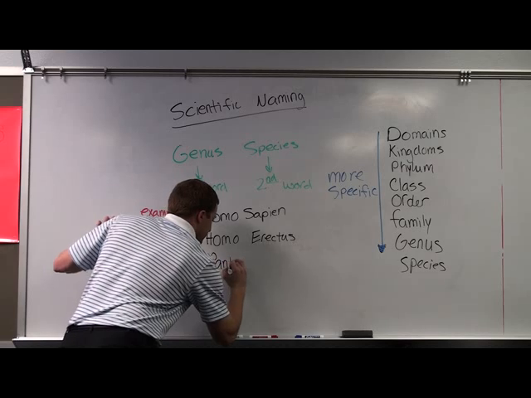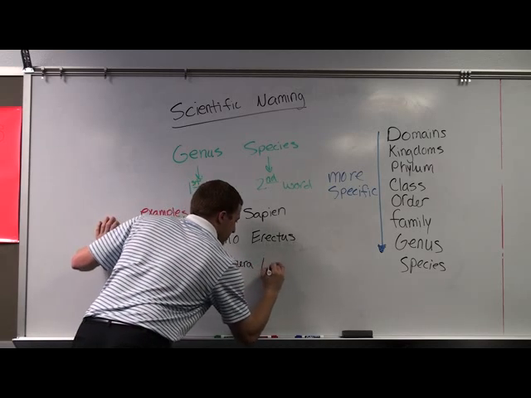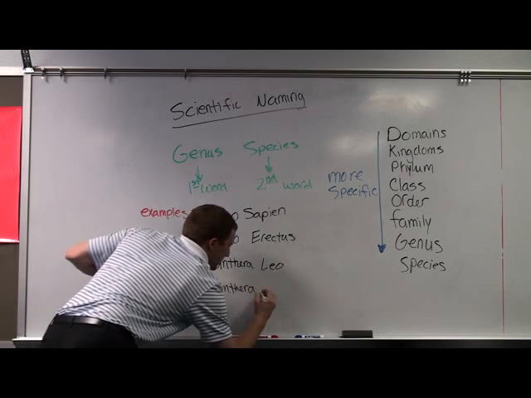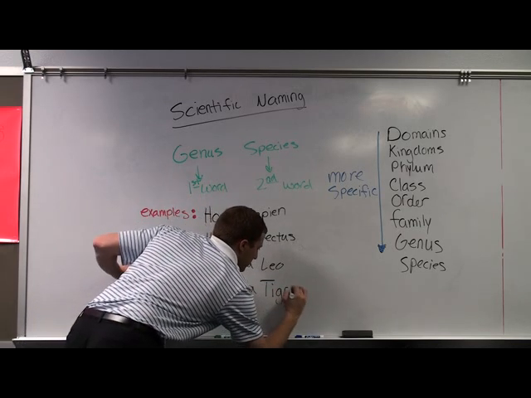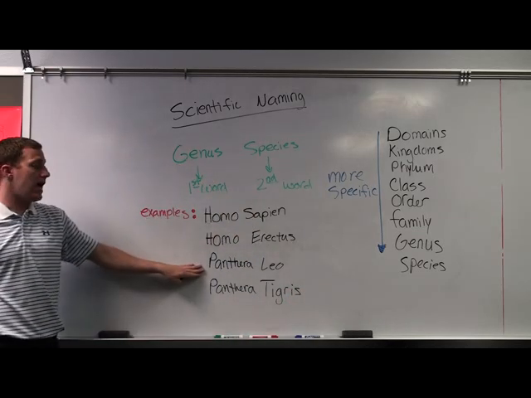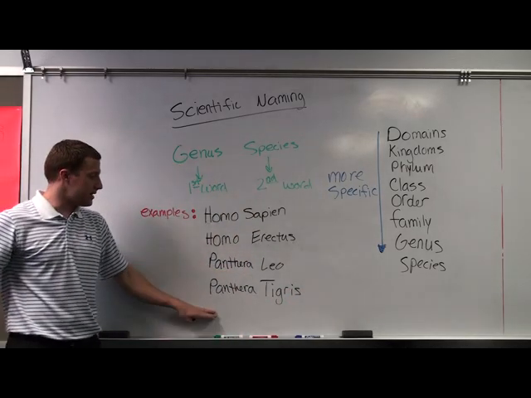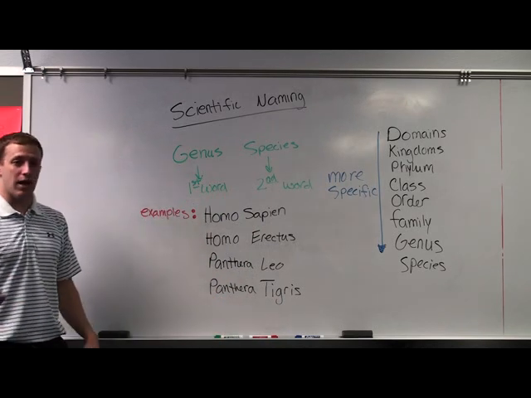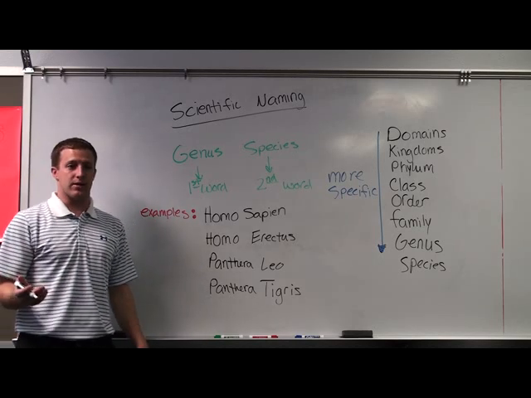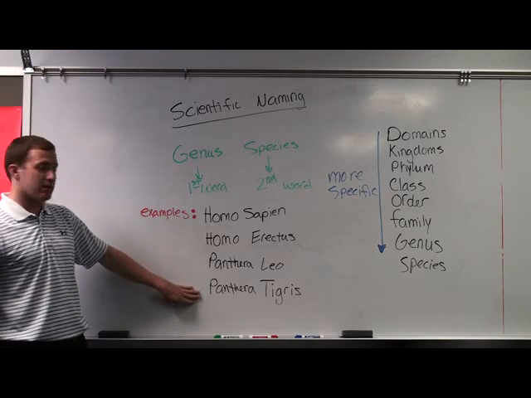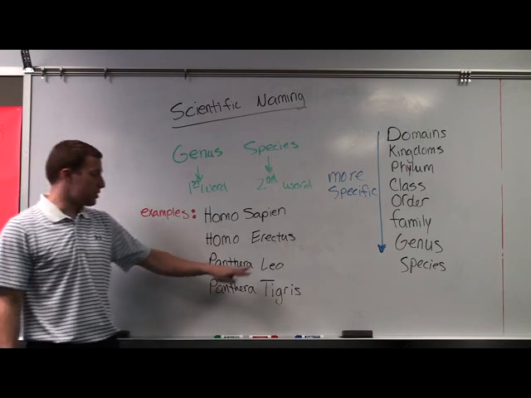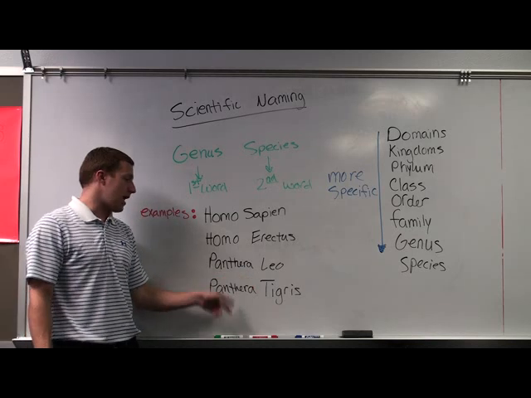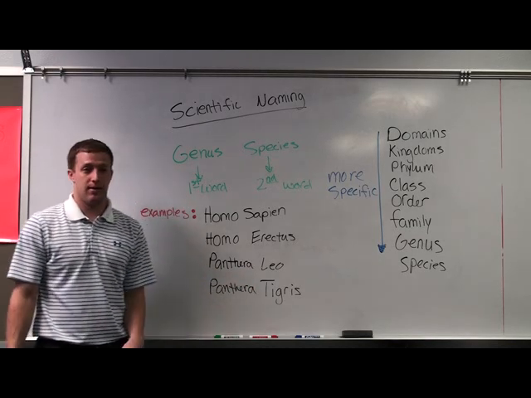Panthera leo and Panthera tigris. Okay? So Panthera leo is a lion. Panthera tigris is a tiger, right? And we know that they're related because they're both really big cats, so it makes sense that they'd be in the same genus. But they're in different species, because are they the same type of cat? No, they're both cats, but they're not the same type of cat.